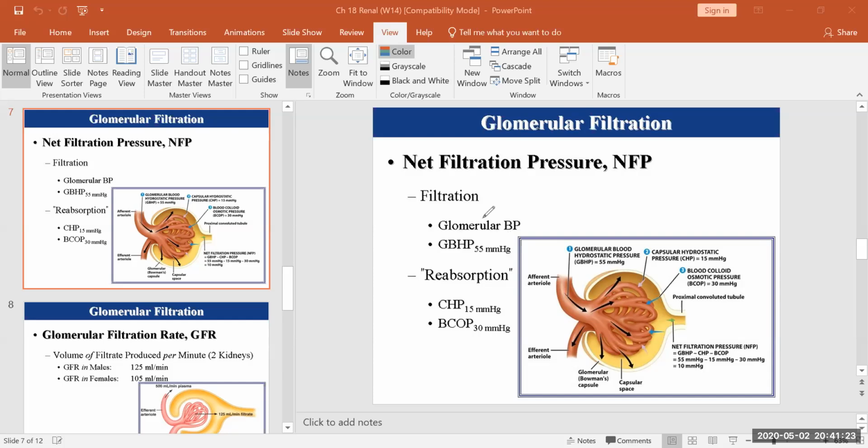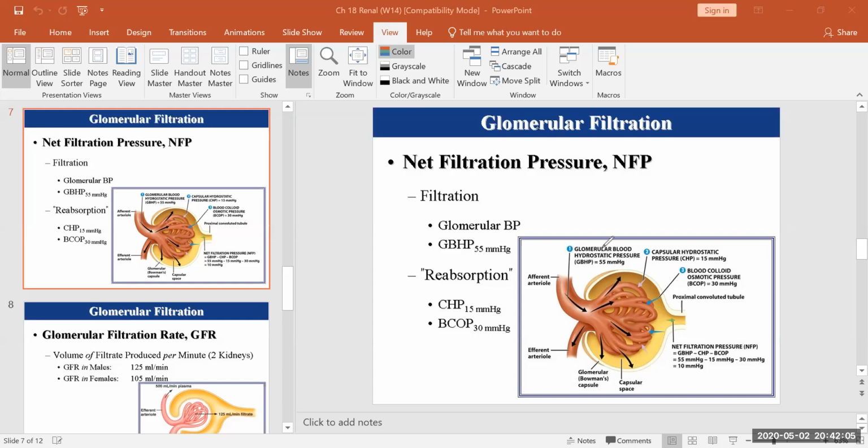So let me begin with the first one here. There are pressures promoting filtration, and there are pressures promoting reabsorption, meaning you look at the opposite arrows. So the black arrows are basically for filtration, and the pale purple arrow and the blue arrow is for reabsorption, meaning the renal filtrate goes back into the blood vessel, whereas filtration is blood plasma leaving and becoming renal filtrate.